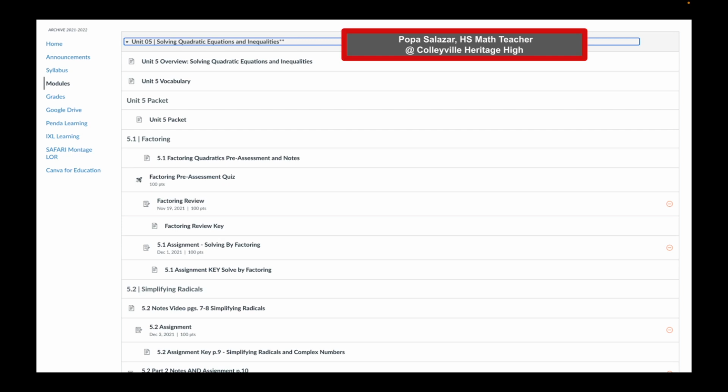And notice Mrs. Salazar taking advantage of the text headers. Unit 5 Packet, 5.1 Factoring, 5.2 Simplifying Radicals. This allows her to stay organized, as well as indenting certain assignments, quizzes, or pages. I particularly love this example because Mrs. Salazar utilizes text headers, the indentation features, as well as great naming conventions, and she's got a wide variety of Canvas items, such as pages, quizzes, and assignments.